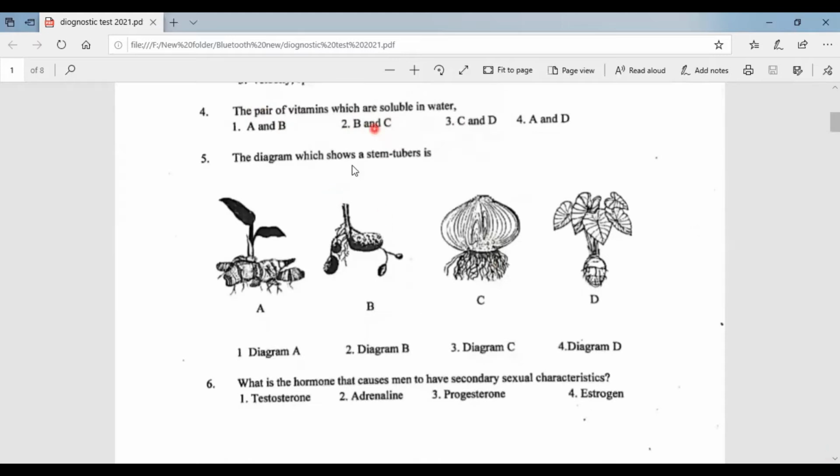Fifth one, the diagram which shows a stem tuber. Here, all these four diagrams show us underground stems. A is known as the rhizome, a type of underground stem. This example is ginger. This is potato and it is a stem tuber. So the answer is diagram B, answer number 2. This onion belongs to the bulb. This habarala belongs to the corm. Rhizome, stem tuber, bulb and corm are all underground stem types.